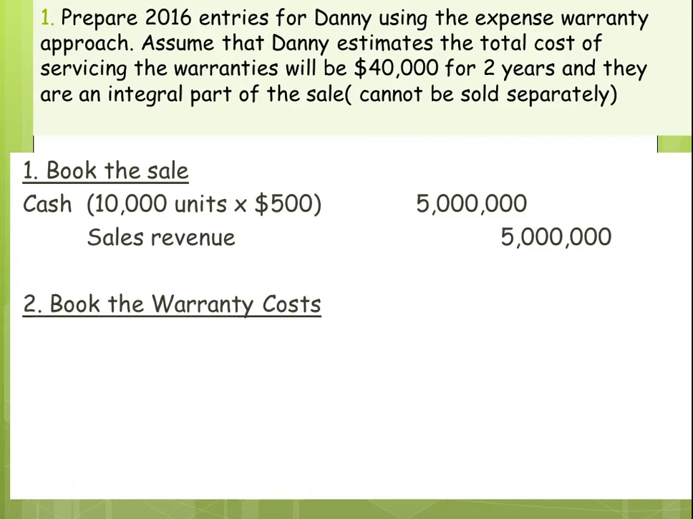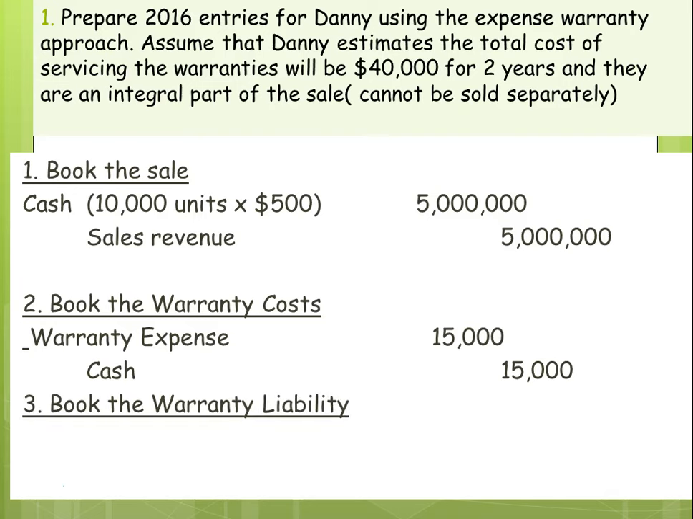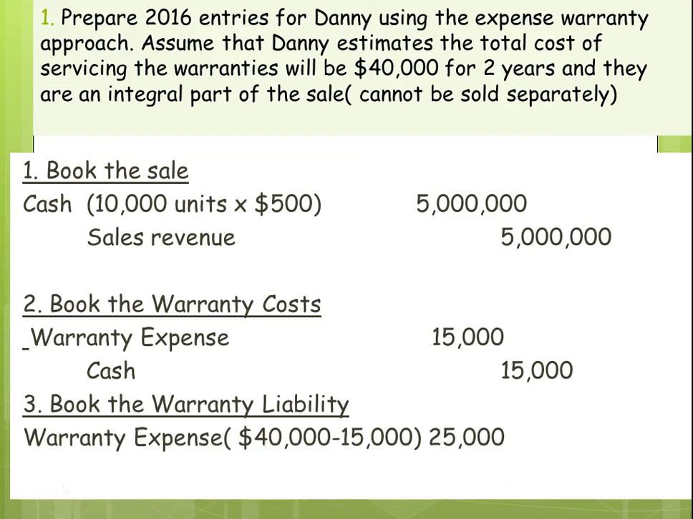Then we're going to book the actual warranty expenditures incurred, which was $15,000. And then we're going to set up the liability for the balance of the warranty, which would be the $40,000 minus the $15,000 we've spent, giving us $25,000, and the offset would be warranty liability. Now that means any other warranty cost incurred associated with this sale would go against the warranty liability account.